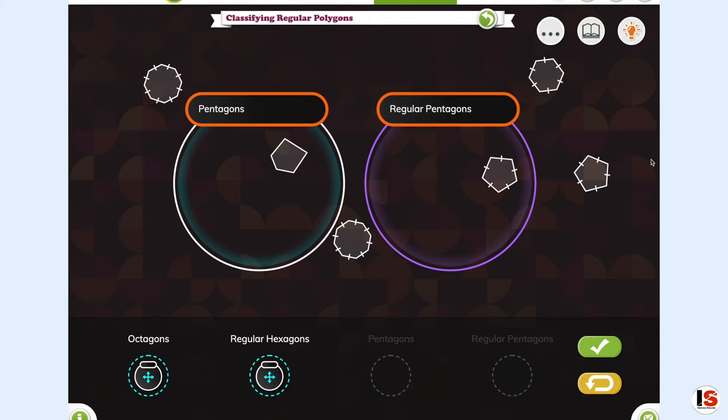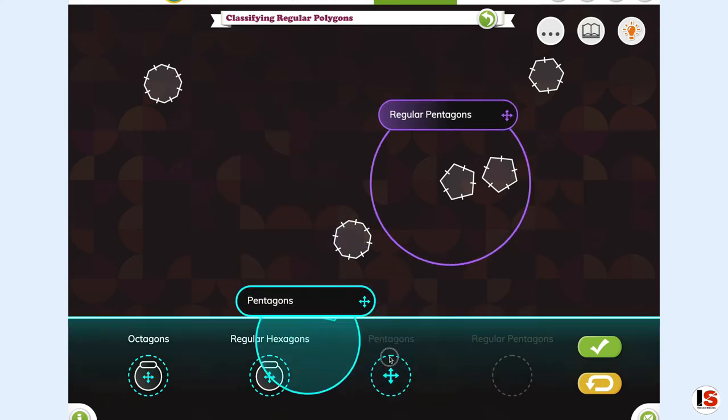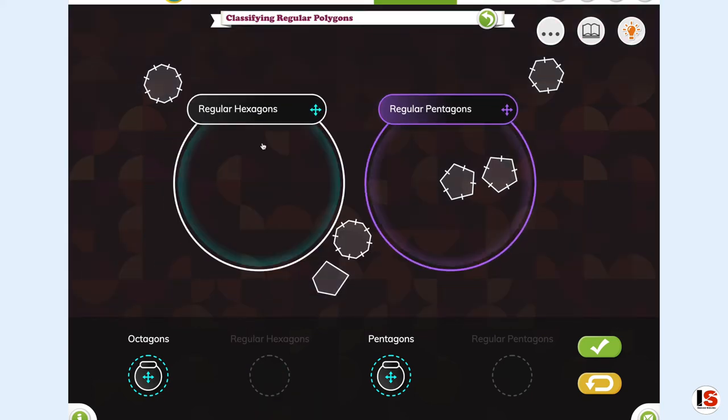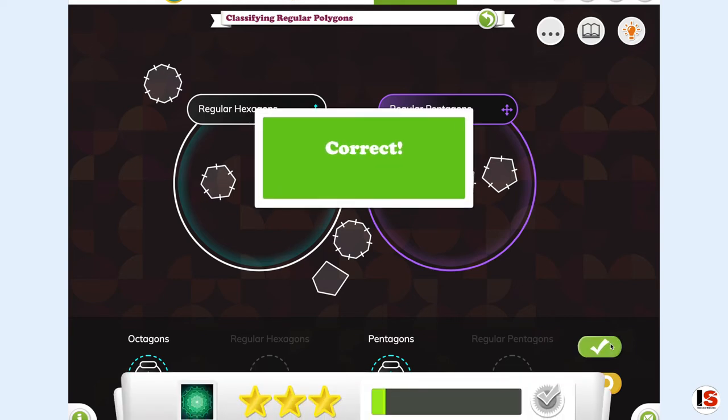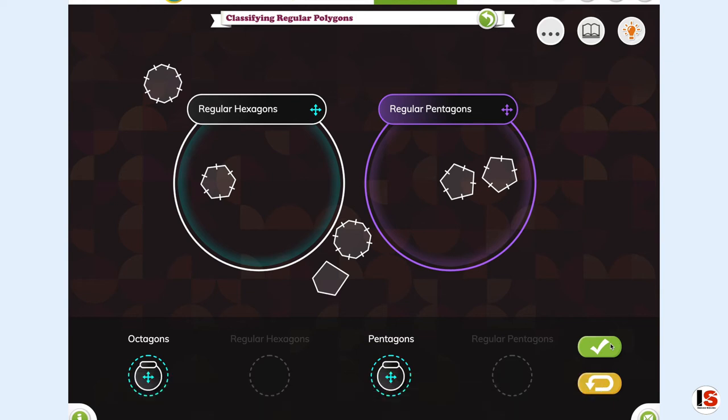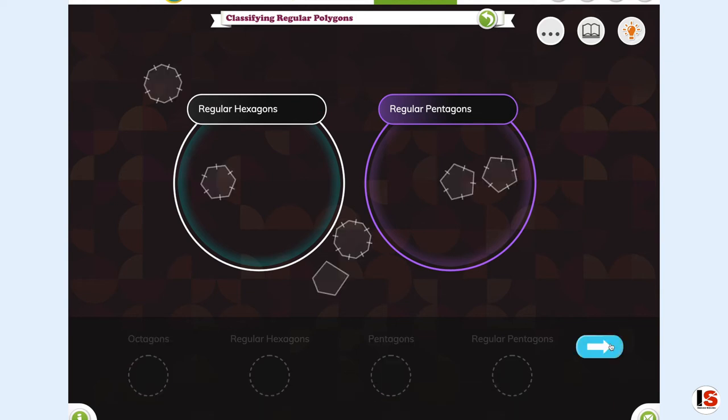The attribute relationships in your diagram are incorrect. Come on. Now, we need to have that in there. Just gonna take off hexagons. Regular hexagons. Okay, there. Press next when you're ready to move on.